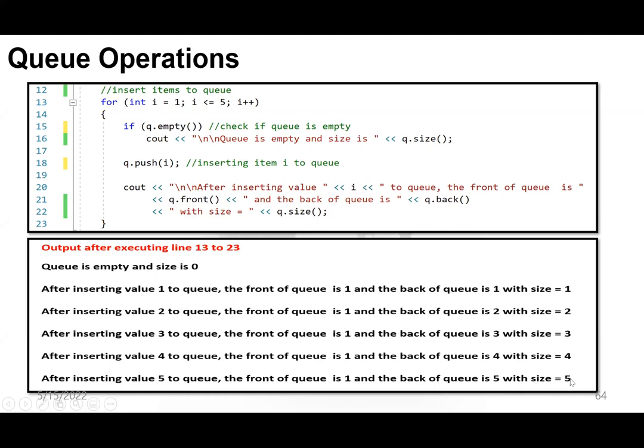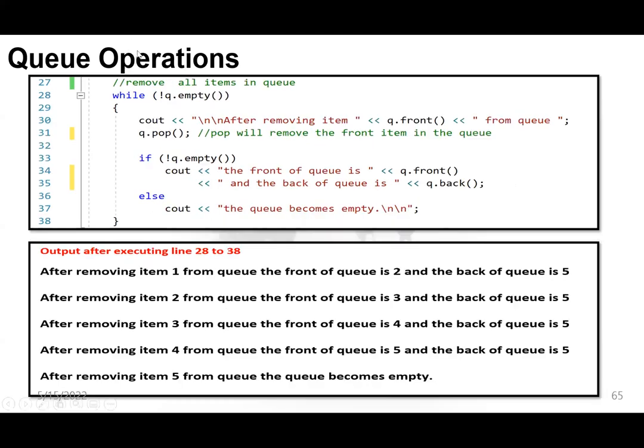Okay, and now you have 5 items inside your queue. So this is how you can insert items. You just have to remember the new item will always be inserted at the back of the queue, right?